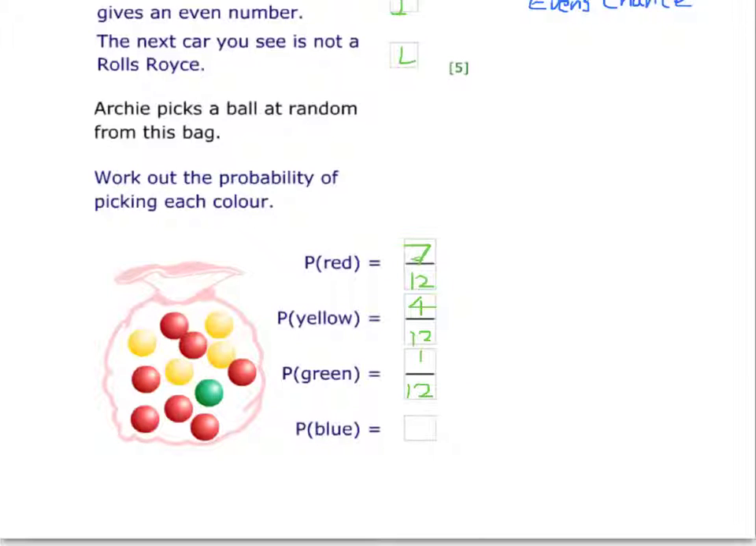Blue, well, there are no blue balls. So the probability could be either 0 out of 12, or you could just put 0, because it's impossible that you're going to get a blue ball in this bag. So, probabilities can be written as either a worded answer, but more than likely, if it says calculate the probability, it's looking for the fraction of what is the chance of something happening.